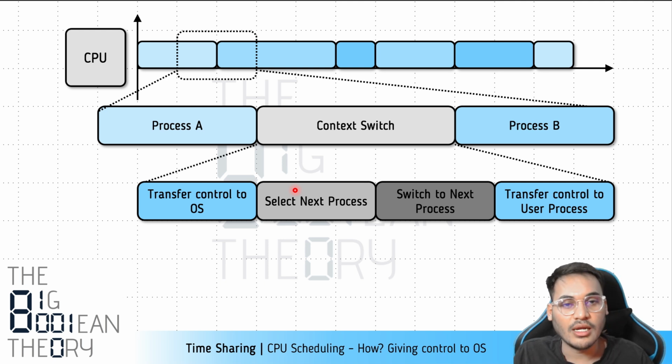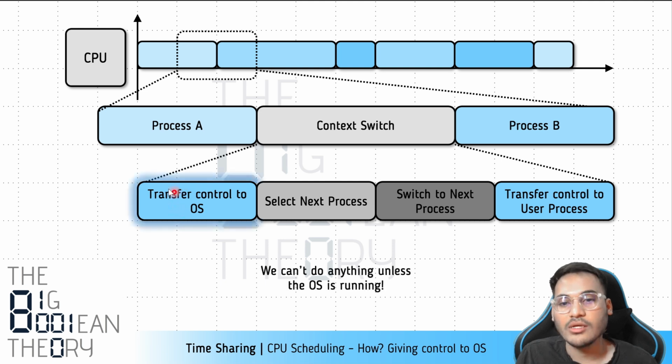We're not yet switched. The operating system has just decided to execute process B after process A. Then the operating system actually makes the switch, and the control is transferred to the next user process. So these are the things which have to be done at a high level. In this video, we are going to talk about the first part, that is, how do we transfer the control to the operating system.